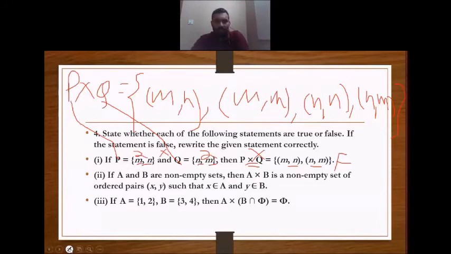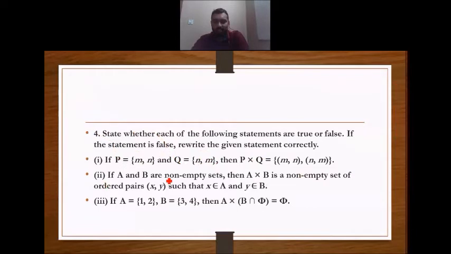Okay, next, the second one: if A and B are non-empty sets, A cross B is a non-empty set of ordered pairs (x, y) such that the first element x belongs to A and the second element y belongs to the second set B. So this is definitely true. This is by definition.